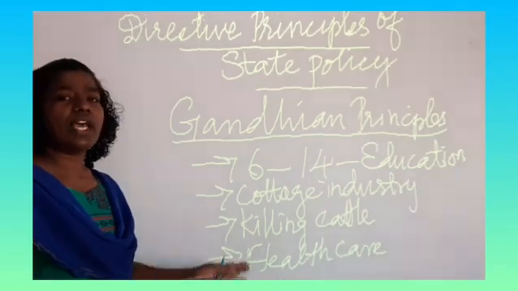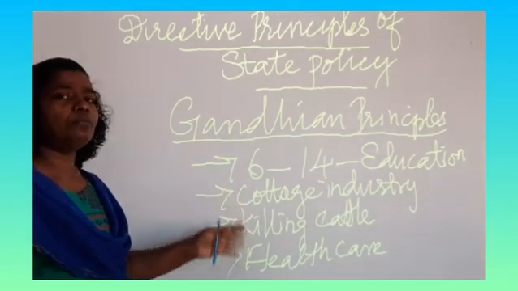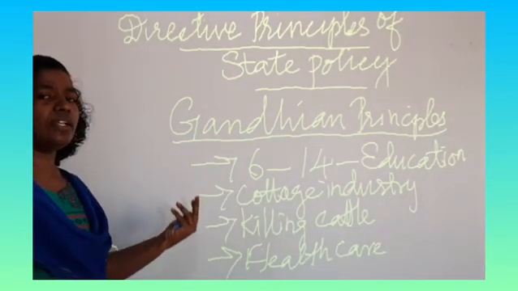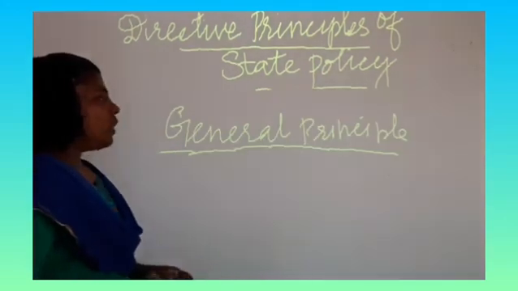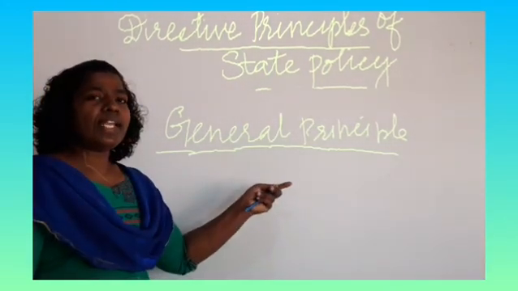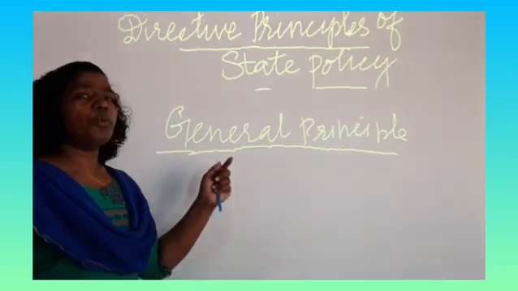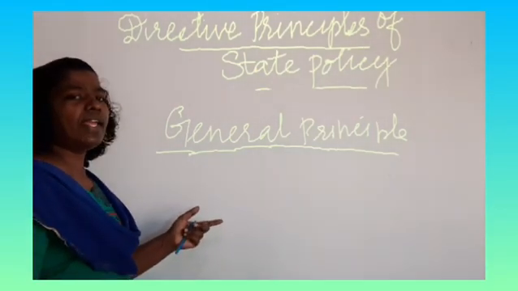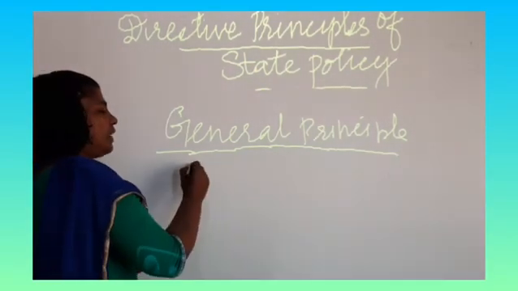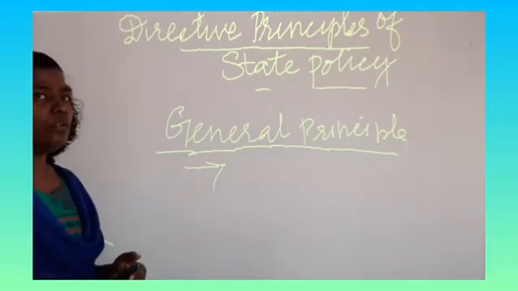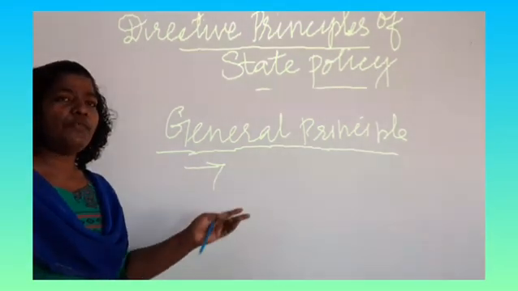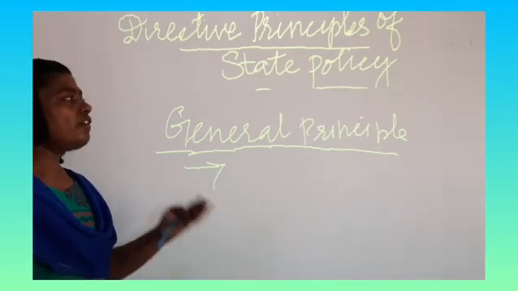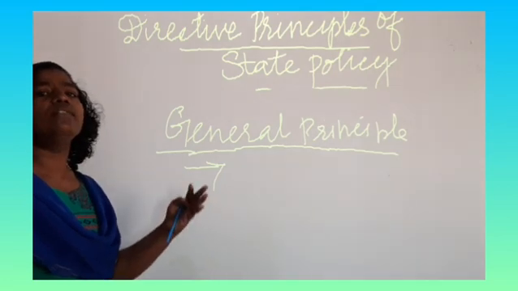And some of the principles come under the general policies. We will see what the general principles are that come under the Directive Principles. For example, promoting peace and security to the people of India is a general guideline given by the Directive Principles to the government. Now in the welfare state, what happens? The government functions based on the welfare of the people.